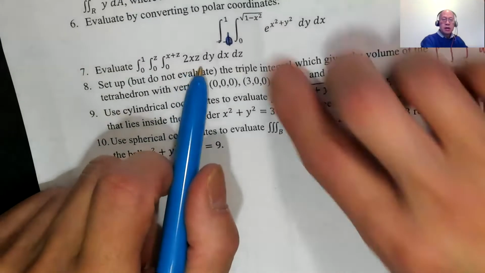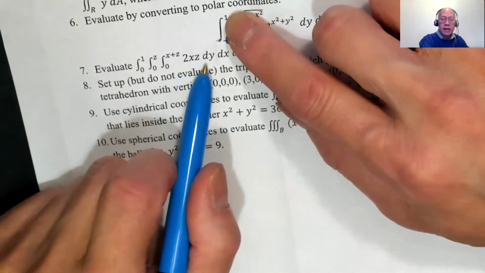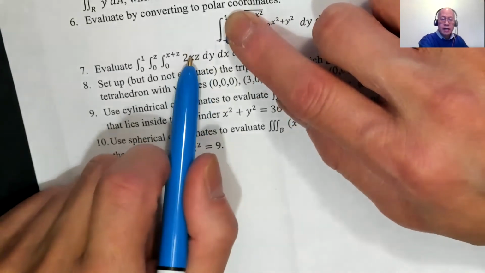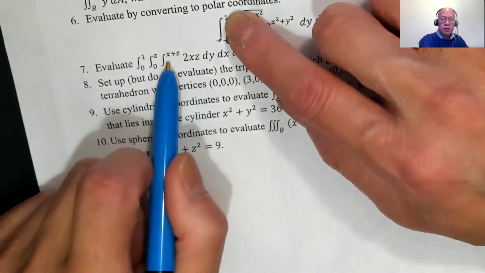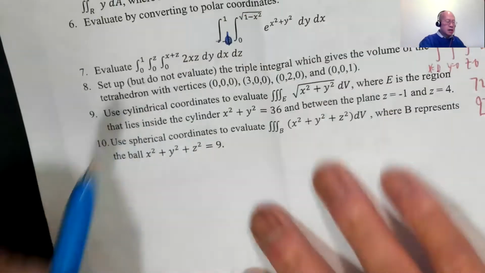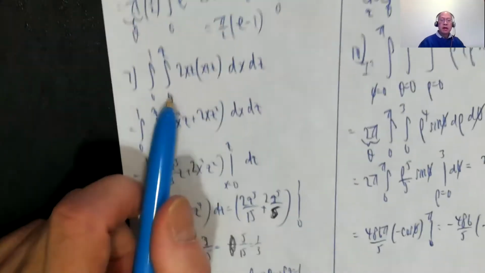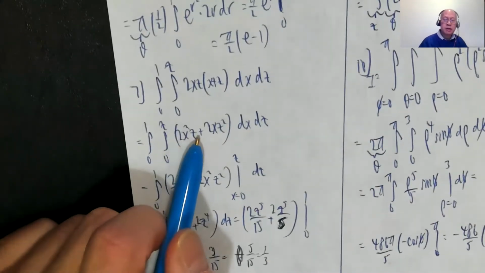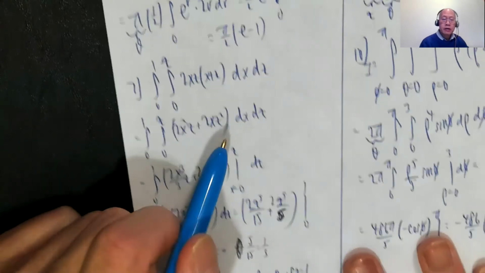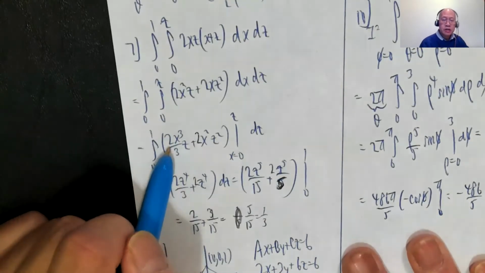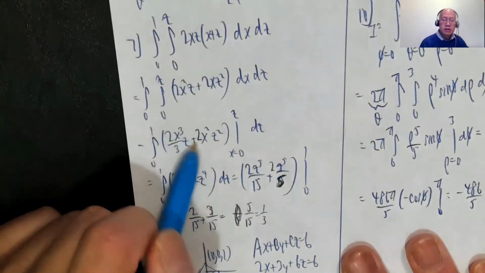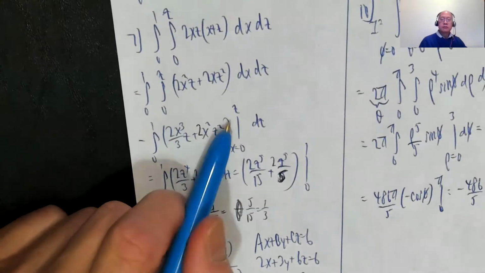Okay, number 7, the inside integral 2x dy, this doesn't depend on y. So again, I just have to put the length of the interval, which is x plus z. So it's 2xz times x plus z. Distribute, you get 2x squared z plus 2xz squared. Integrate with respect to x. That's 2x cubed over 3 z plus x squared z squared. X goes from 0 to z.